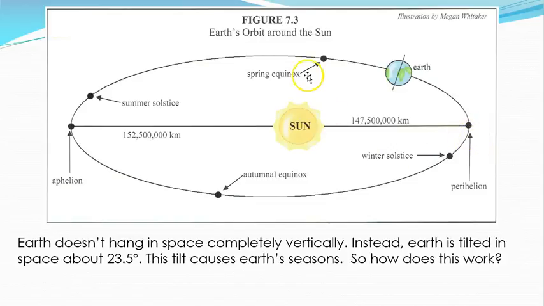And along the Earth's path here, you'll see what they call the spring equinox and the autumn equinox, summer solstice, winter solstice. These are terms you've probably heard in movies or related to weather, and now we will find out what that means.